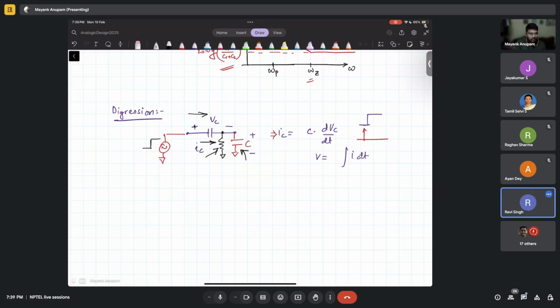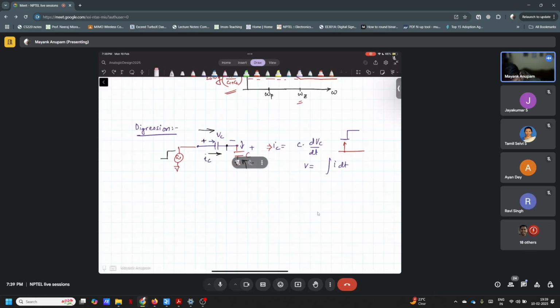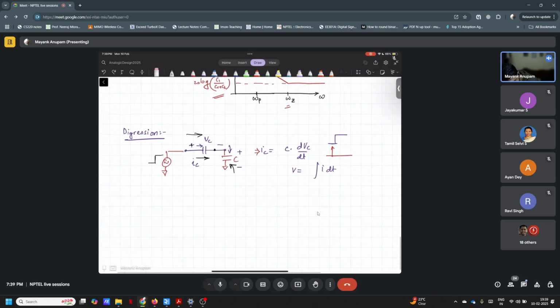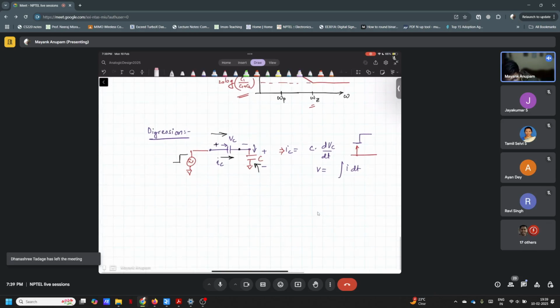Yes. Is that point understood by everyone? Yes, sir. So initially, just at the time when the input voltage made a jump, all the current flowing in the circuit will prefer flowing through capacitors only, right? So all the current will try to flow through the capacitors only. It will not try to flow through this resistor, right? Yes. Okay, good.